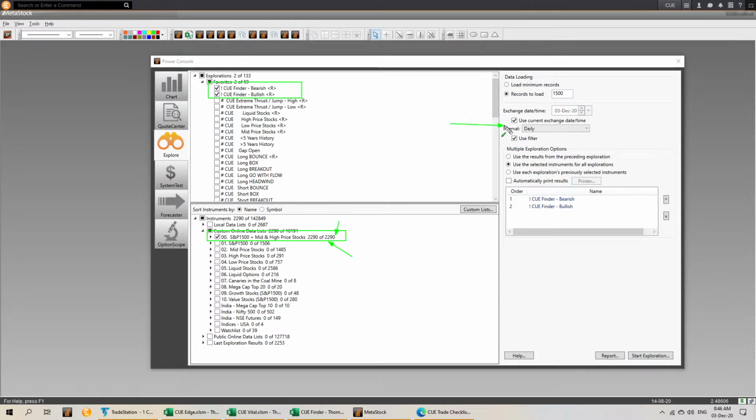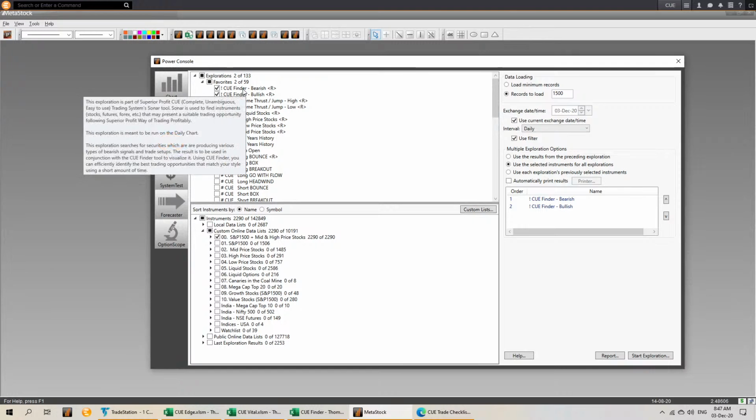One time I run using the daily interval and another time using the weekly interval. Usually I run weekly interval first by choosing the weekly from the drop box. Once the scan is complete, I transfer the data to QFinder and then run it on daily and transfer the data again. How do I transfer the data?